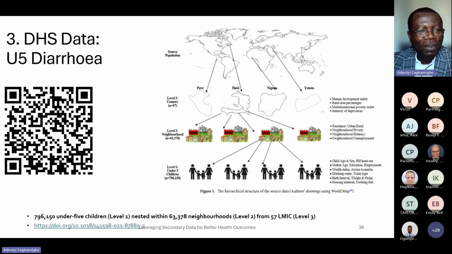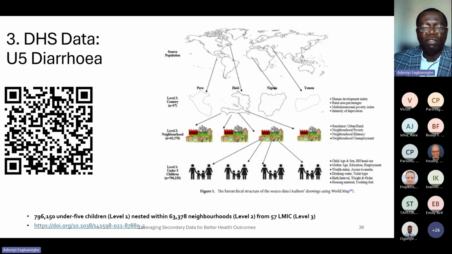For example, in this particular one, we leverage on the DHS data, that's the Demographic and Health Survey, to look at the incidence of diarrhea among under 5 children globally. And in this particular study, nearly 800,000 under 5 children were involved. About 64,000 communities were visited across 57 countries. You will agree with me that this is not just possible. If I were to do it on my own, maybe it would take the next 10 years to plan and implement. But with the availability of secondary data, we were able to leverage on this and make sense out of it.